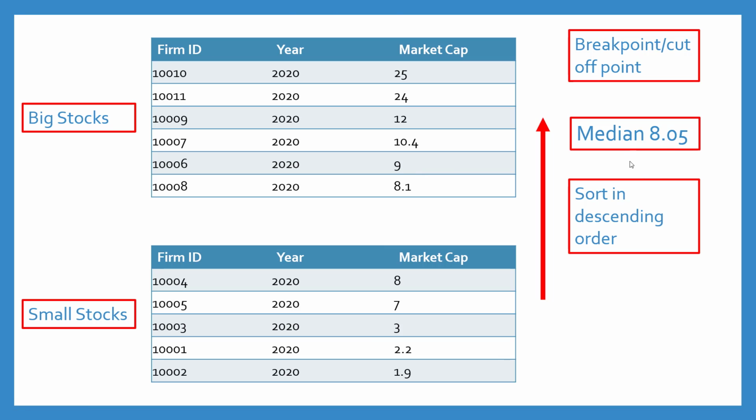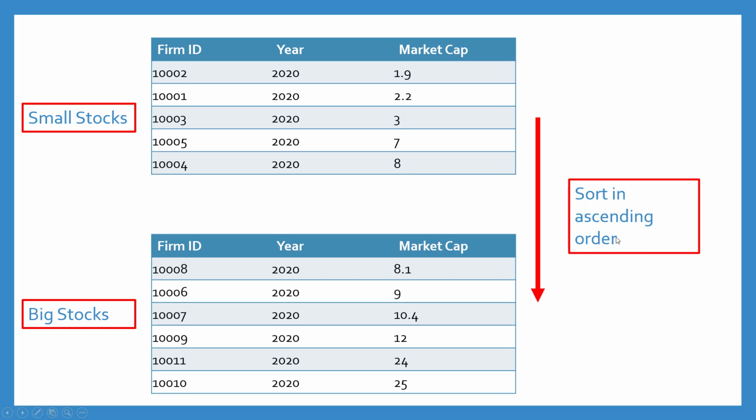Now it is not necessary to just use the median to divide these stocks into different portfolios. We could have used any other method: we could have used the mean, the standard deviation, or a percentile. Secondly, it is not necessary to divide them into just two portfolios. We can have as many portfolios as we want. In this case, we sorted them in descending order, but it is not necessary. We can also sort them in ascending order. The answer would be the same. We would still have the same stocks in the small portfolio and the same stocks in the big portfolio.